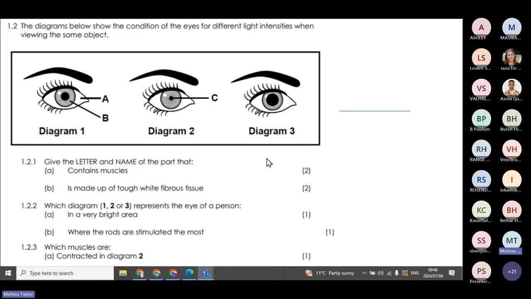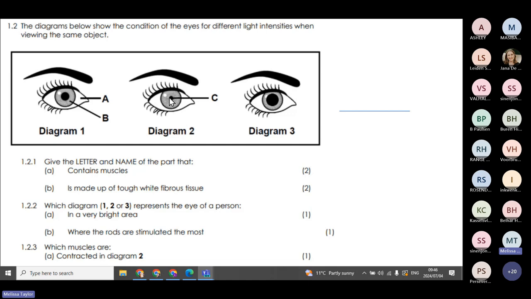And then which controls, which muscles are contracted in diagram two. So in diagram two, in the iris, we're going to have various muscles that are contracted. Contracted means short. Relaxed means long. So remember I said that when we are looking at the eye with a small pupil, these radial muscles are going to have to be long, which means the circular ones are short and contracted. So the circular muscles are going to be contracted.